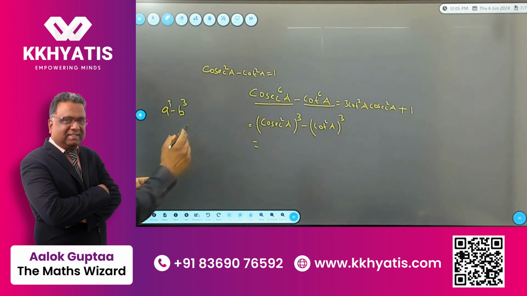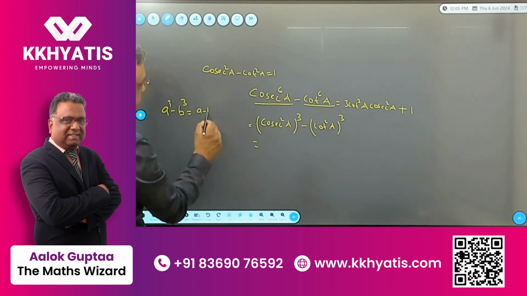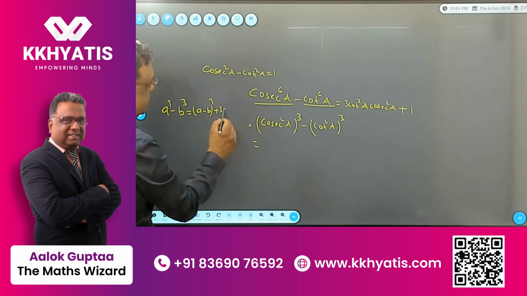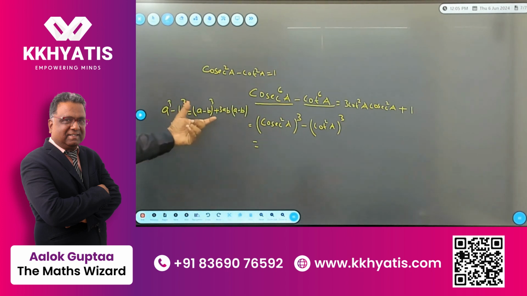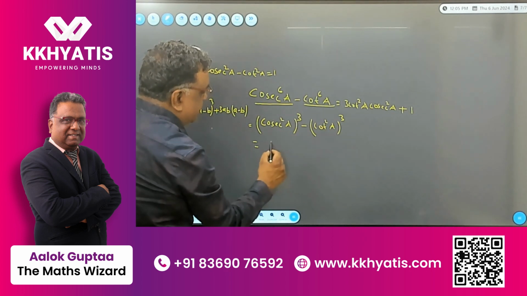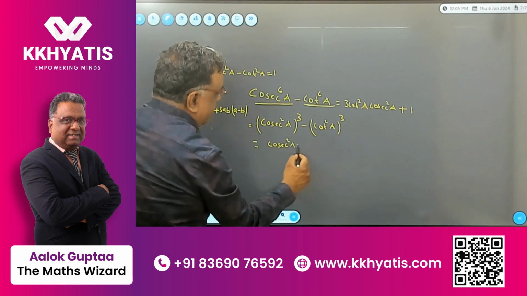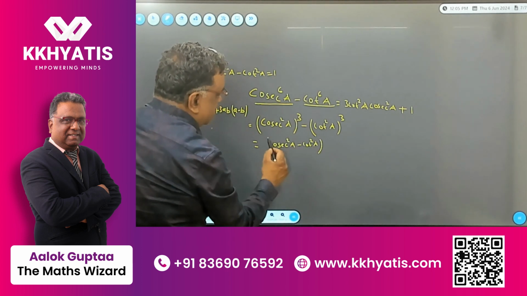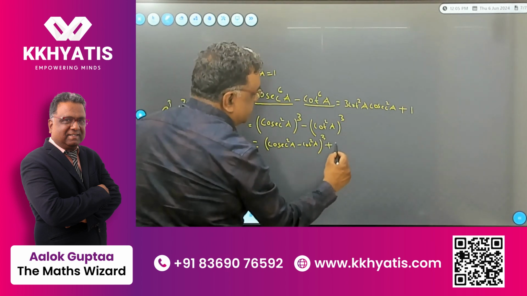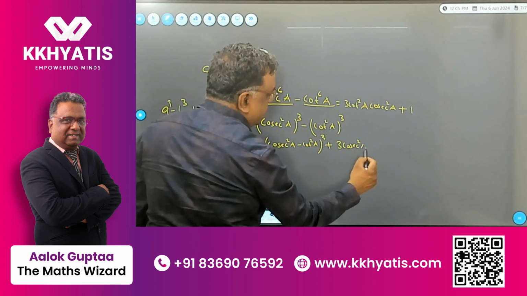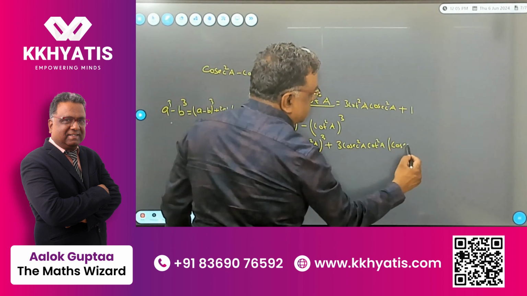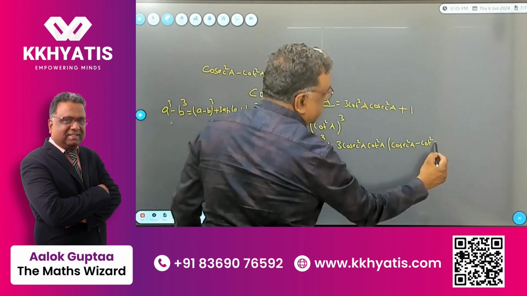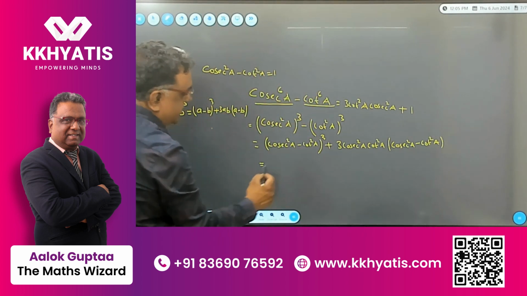And in 9th grade, we have factorized this as (a minus b) the whole cube plus 3ab into (a minus b). So we'll use the same factorization technique. So this is a cube minus b cube. I will factorize this as (a minus b) the whole cube plus 3 times a, which is cosec square A, b, which is cot square A, into (a minus b). A is cosec square A and b is cot square A. Understood? Now it becomes pretty simple.